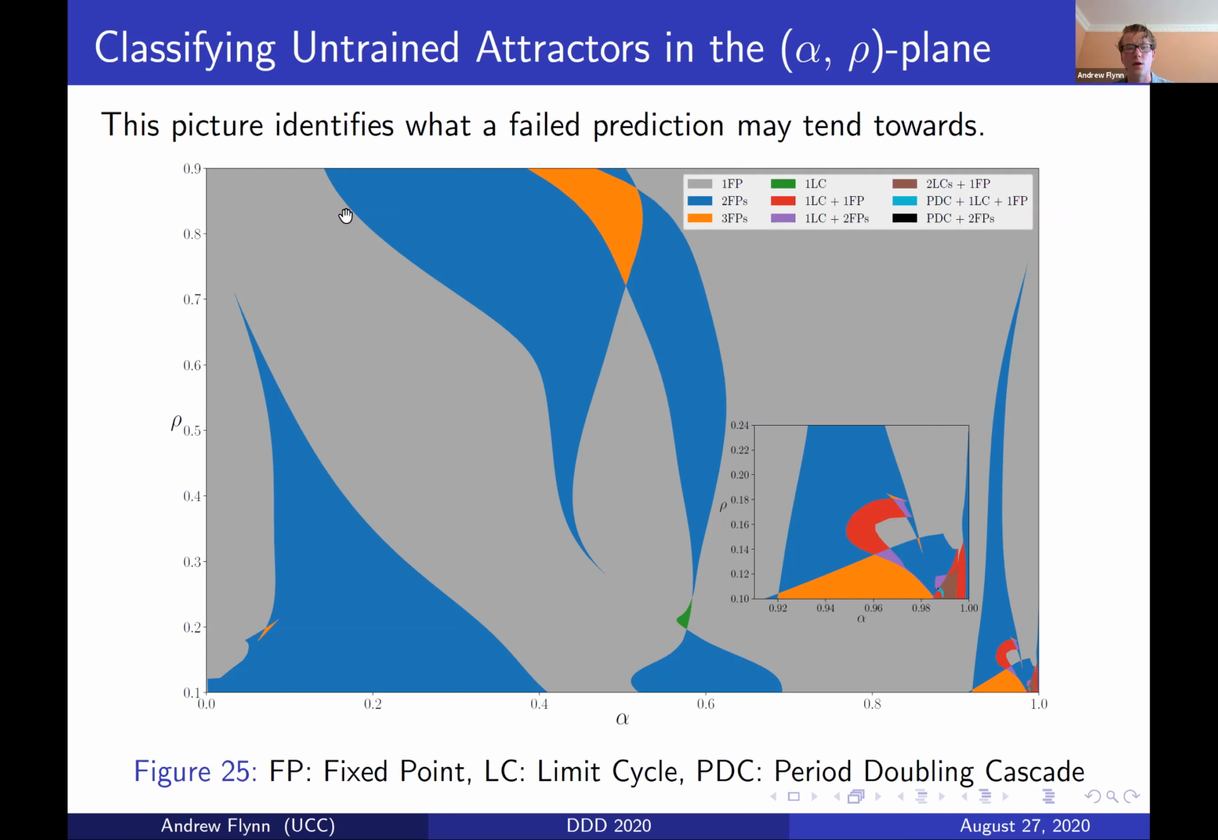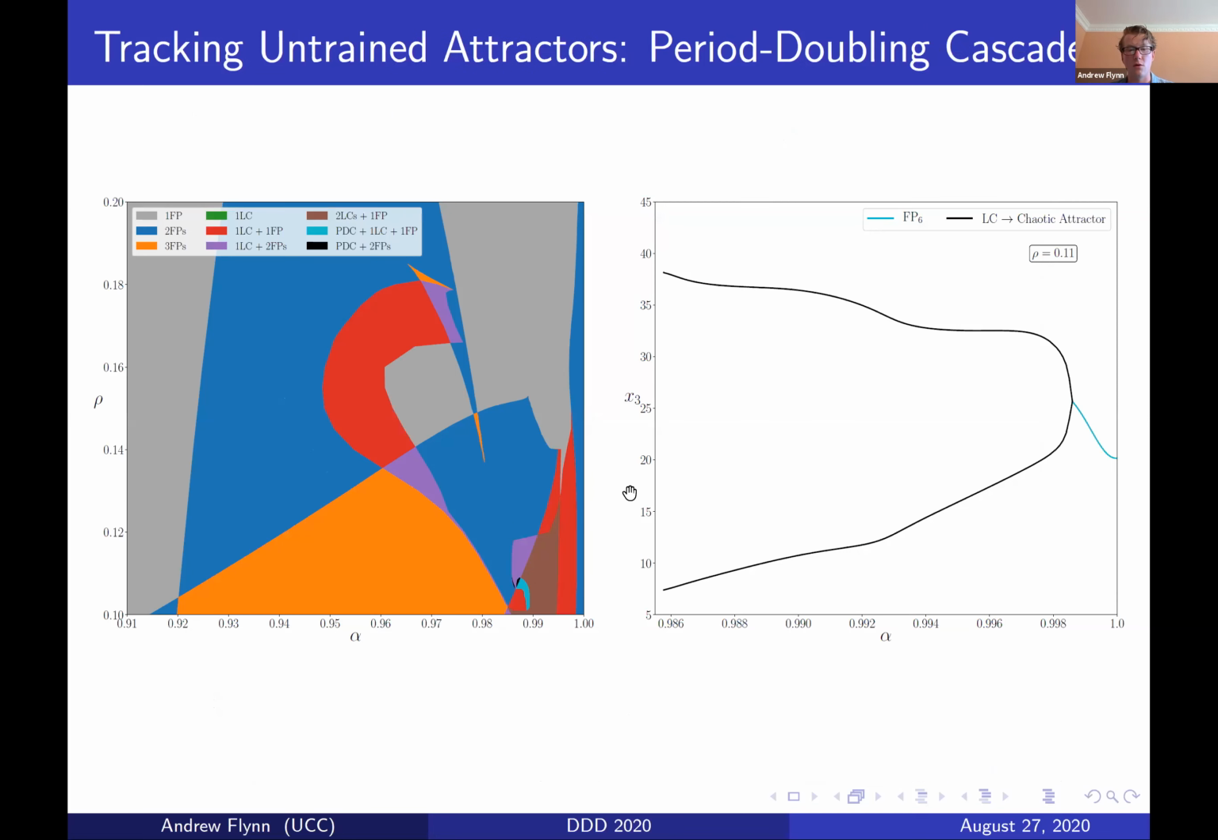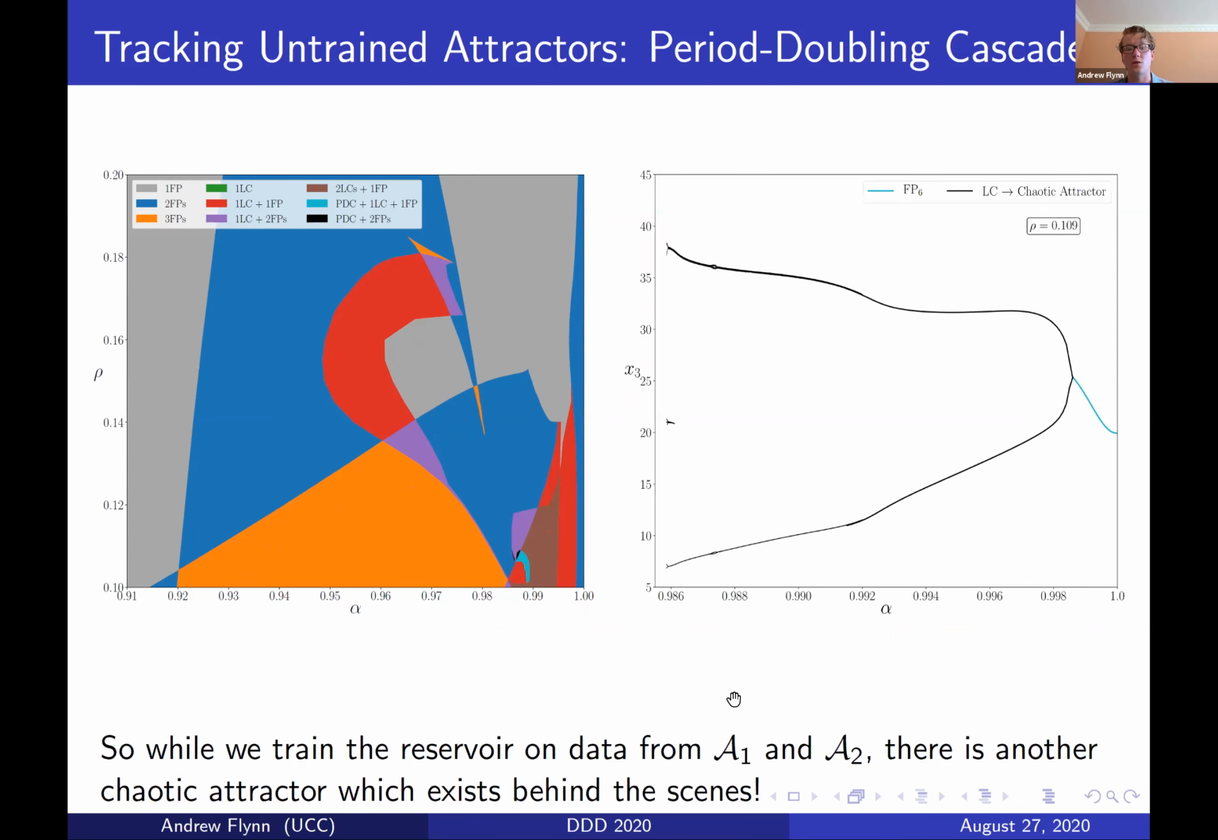Plotted in gray here is when we have a single fixed point existing behind the scenes, and in blue when we have a bistability. These points of singularity here are the cusp bifurcations we just saw taking place. There's quite a lot going on in this picture, and I could spend a lot of time going through all the bifurcations we find. But I suppose the most interesting thing I found was that we have a sequence of period-doubling bifurcations, a period-doubling cascade, where down in this little corner of the alpha-rho plane, we're able to find a chaotic attractor.